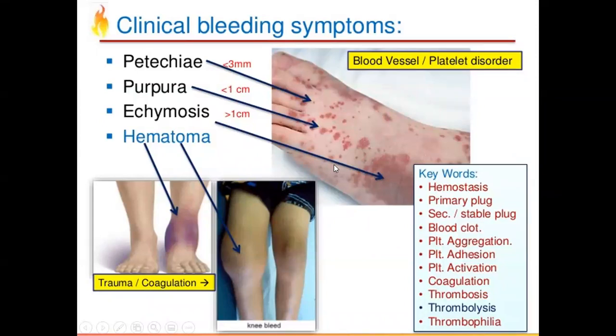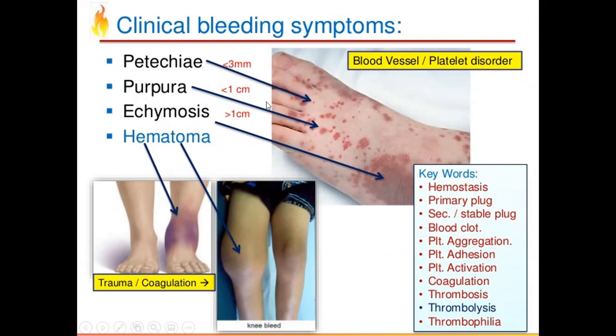Ecchymosis is usually purple or purplish blue, fading to green, yellow, or brown with time. And usually it is rounded.